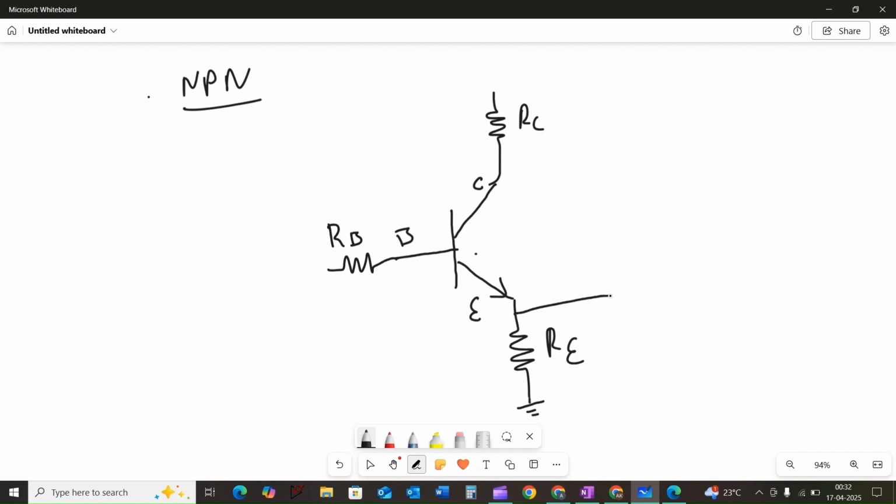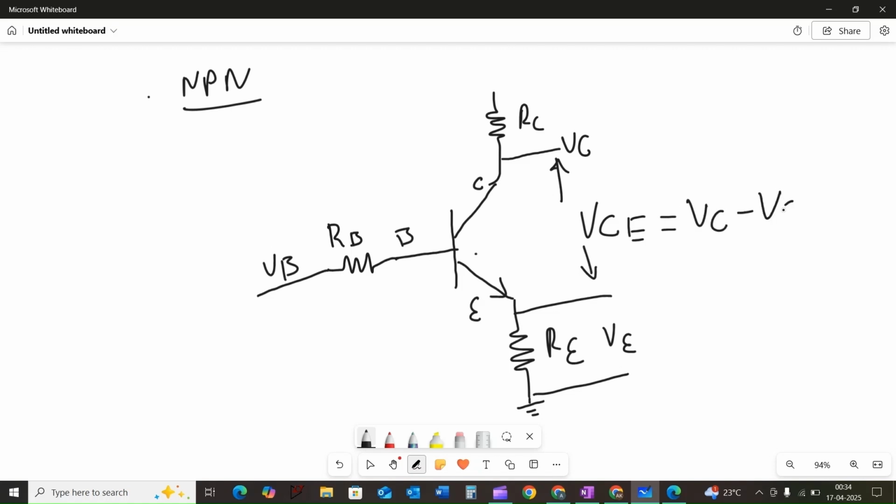Here VE represents the potential at the emitter terminal with respect to the ground, and VC represents the voltage at the collector terminal. VB is the potential at the base terminal, and VCE is the voltage difference between the collector and emitter terminals, which is equal to VC minus VE, and which can be measured by connecting a multimeter across the collector and emitter terminals of the transistor.